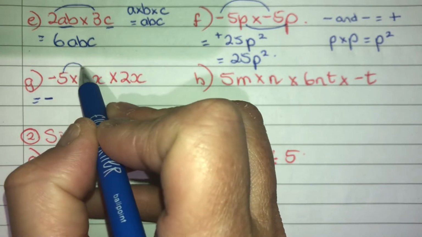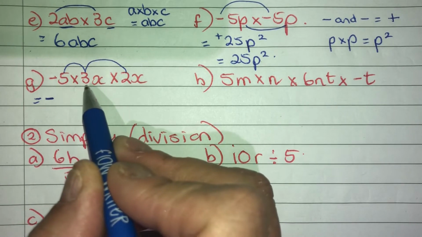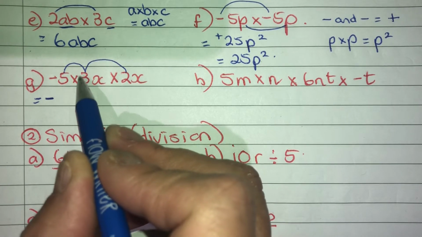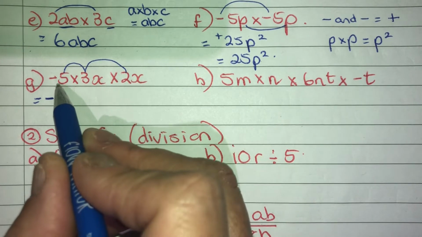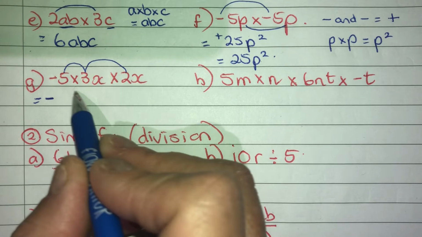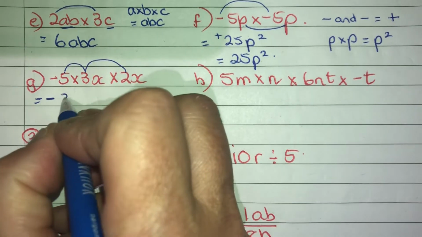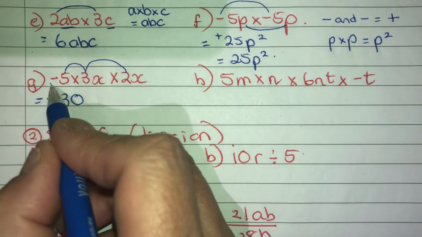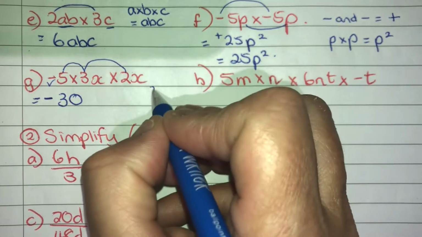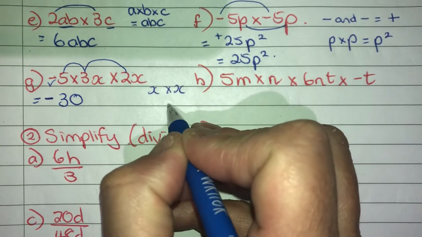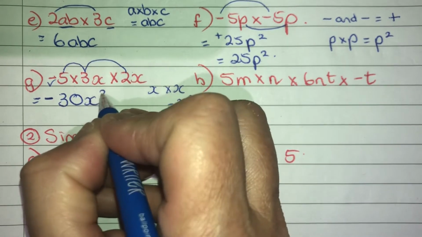Numbers, we're going to have 5 times 3 times 2. So 5 3s are 15. 15 times 2 is 30. Remember, you can check that. You could go 5 2s are 10. 10 times 3 is 30. So we've taken care of the negative, we've taken care of the numbers, and we have x times x left, which from the last one we remember should be x squared.